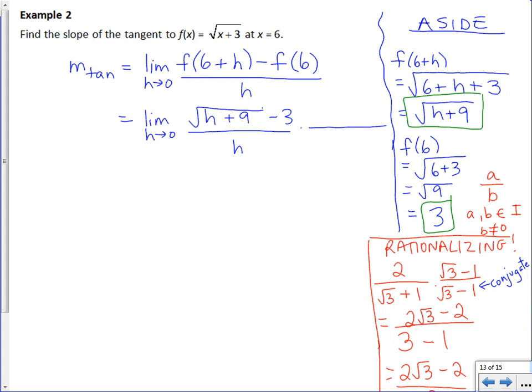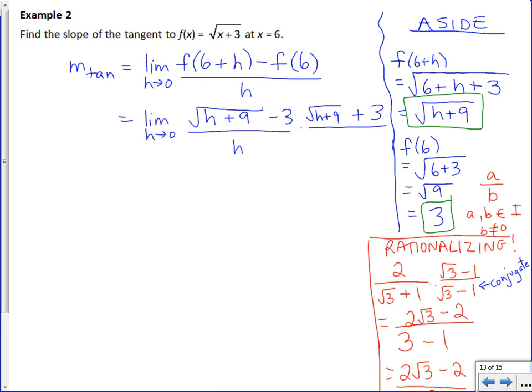Okay, so I need the conjugate of root h plus 9 minus 3. So look what happened here, guys. The first piece, you kept the same. The last piece, you kept the same. You just changed the sign between. So what do you think happens to root h plus 9? Well, okay, it just gets copied. It does not change. The 3 does not change. But the sign in between changes.